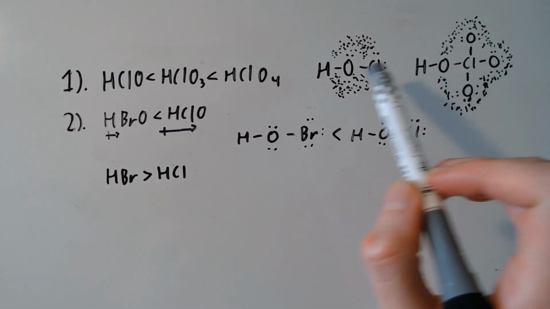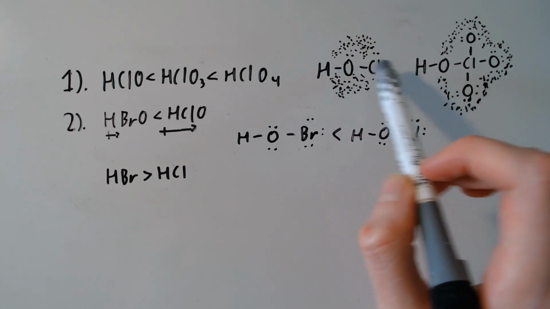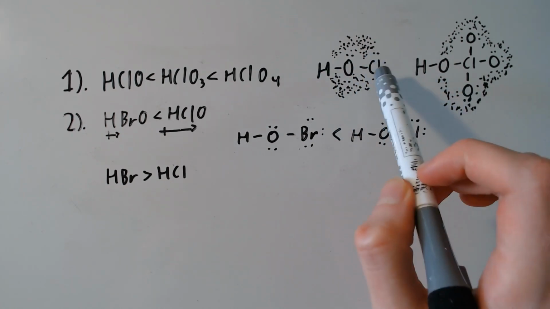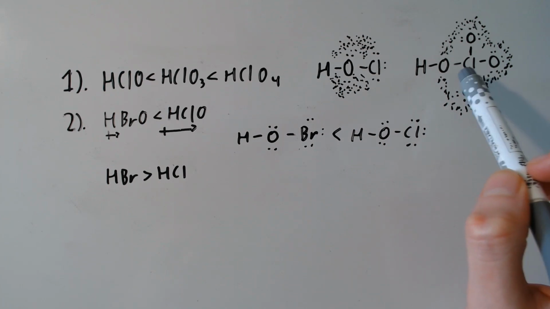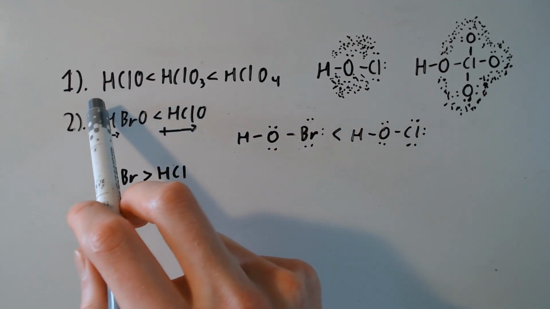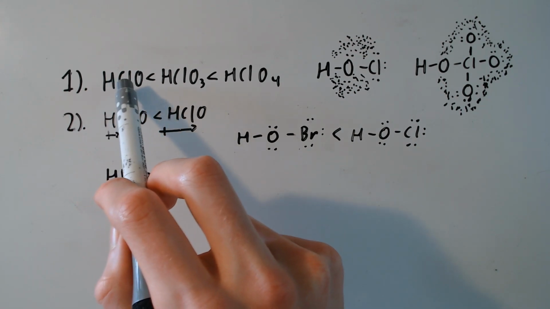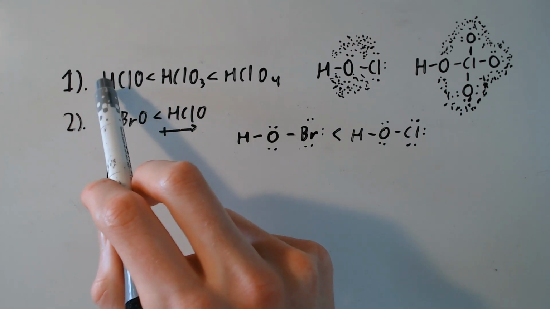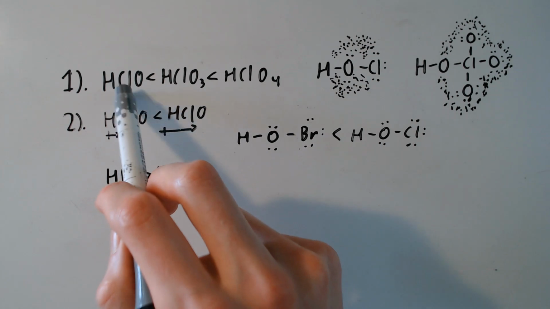And you can see that I drew out the Lewis dot structure of the HClO. This is how it's drawn, and for the HClO4. Now, a lot of people make the mistake that they think that because the H is drawn next to the Cl, that means that the H in HClO is bonded to the Cl.